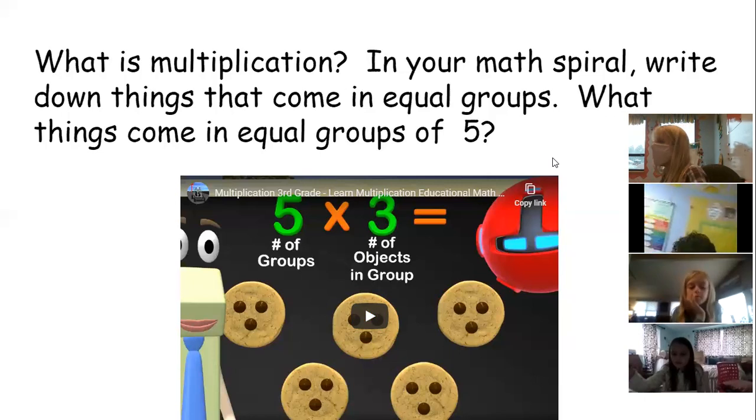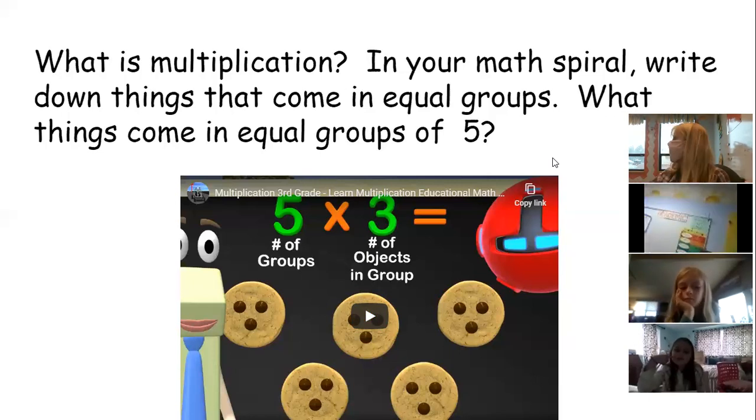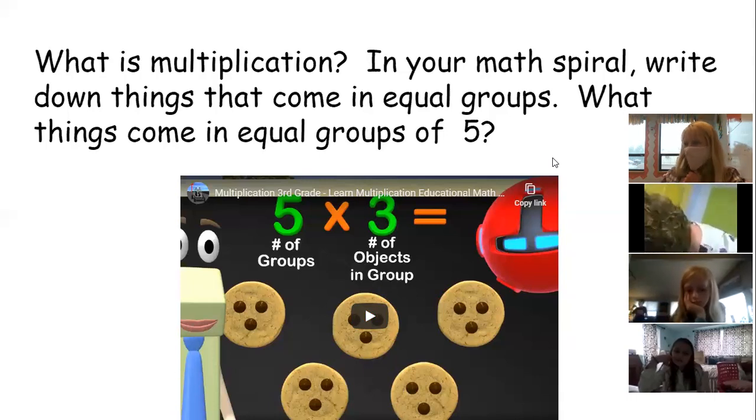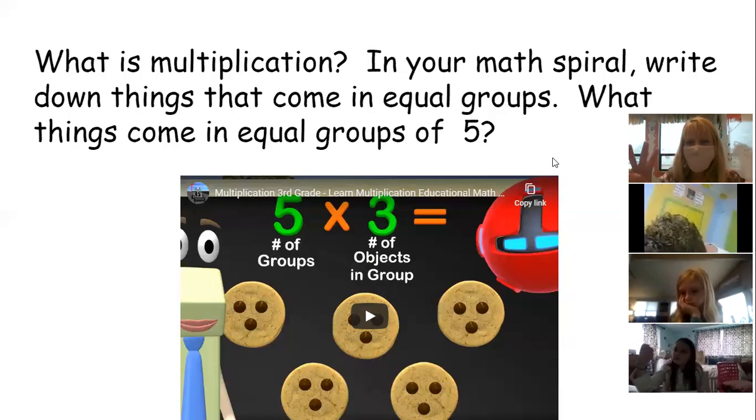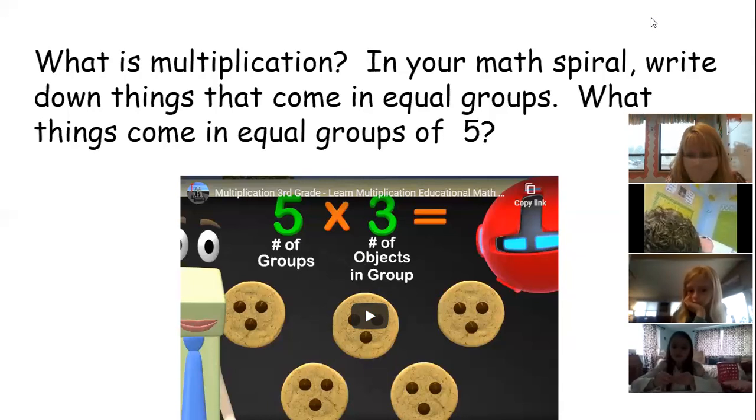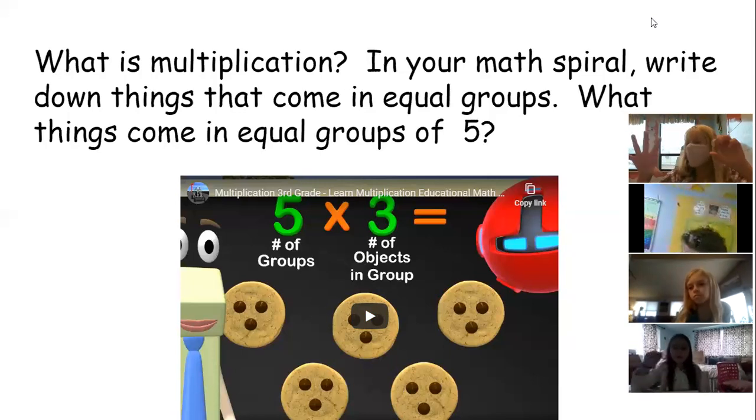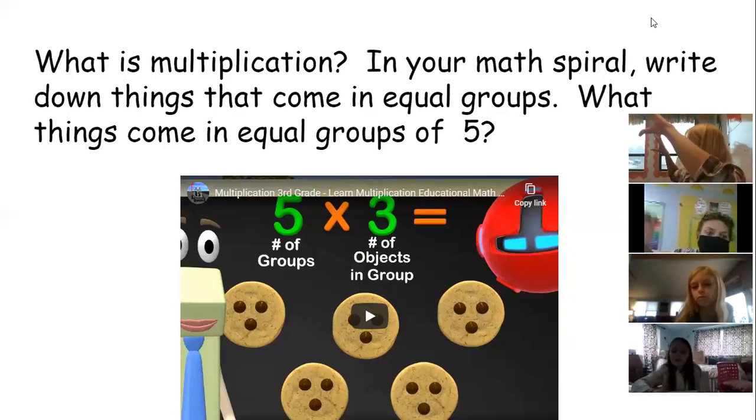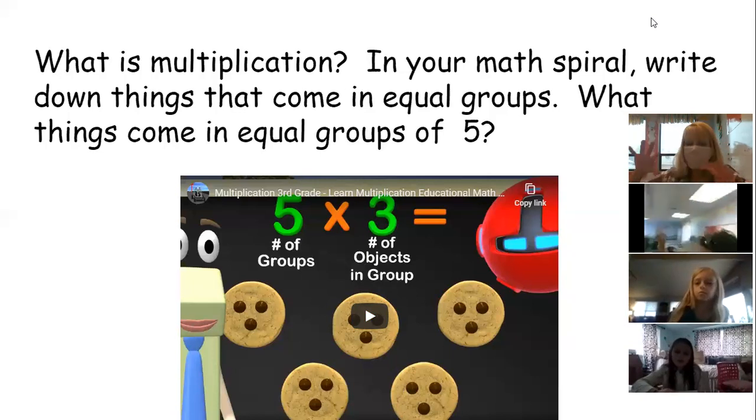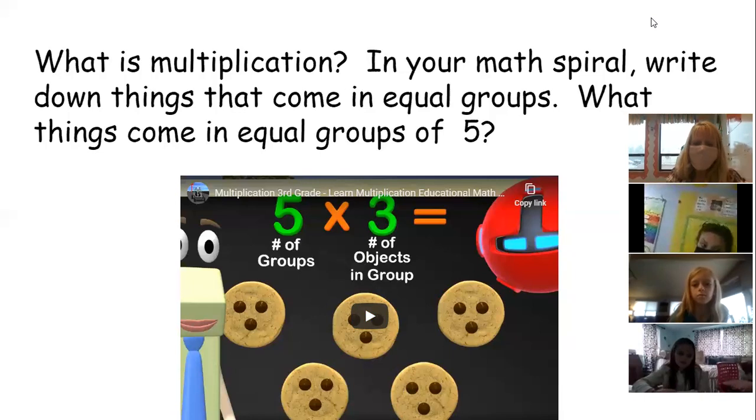4 wheels on a quad, right? Wheels come in groups of 4. Tires come in groups of 4. What else? A tricycle has 3 wheels. Bicycles have 2. What about our fingers? 10. 5 and 5 are equal, or 10. Yes. Henry says 10. Good for you. So a lot of things come in equal groups. Okay, we're going to watch a quick video.